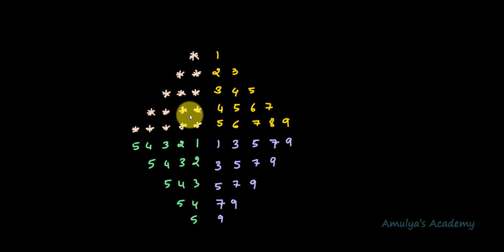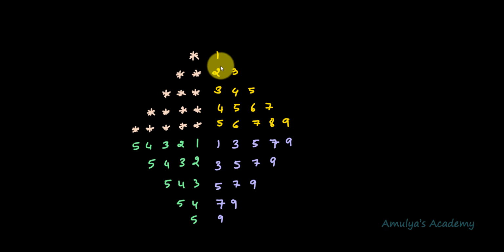We need to get a star pattern with 5 rows. Then we need to get this number pattern: 1, 2, 3, 3, 4, 5, 4, 5, 6, 7, 5, 6, 7, 8, 9 with 5 rows. And we need to get this pattern with 5 rows. And lastly, we need to get this pattern with 5 rows. So when we take input as 5, number of rows as 5, in the output we'll get 10 rows. If we combine these 4 patterns together, then we'll get our today's pattern.